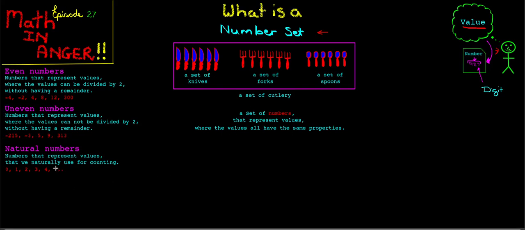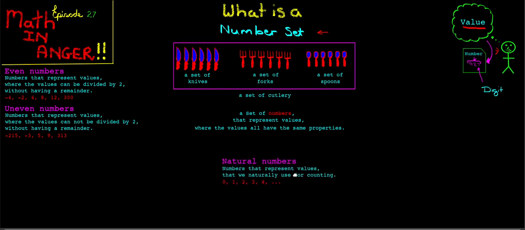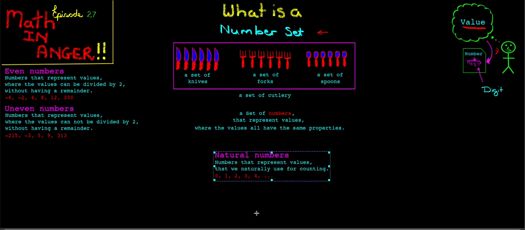And then you have also dealt with natural numbers. Now, these are the numbers that we naturally use in order to count, like 0, 1, 2, 3, 4. Keep in mind, you don't see the negatives here. It's just 0, 1, 2, 3, 4. And yes, 0 is part of this number set because sometimes you have to start counting from 0. Right?